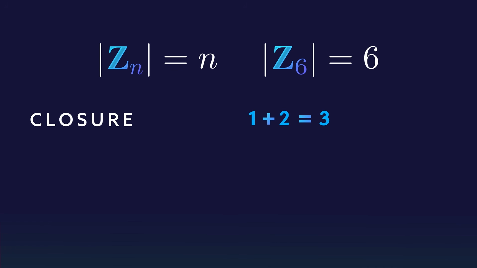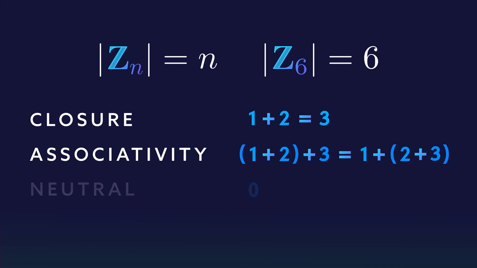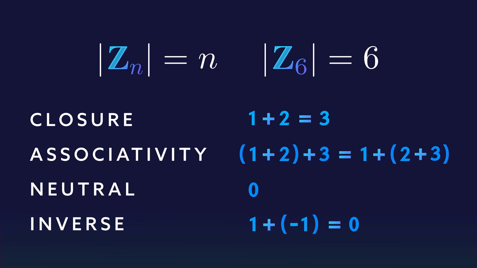The system is still closed, addition is associative, and adding 0 doesn't affect the result. It's just that now the inverse of, let's say, 1 is not minus 1, since that doesn't exist, but 5. And the inverse of 2 is 4. For 3 it's 3, for 4 it's 2, for 5 it's 1, and for 0 it's 0 itself. Apart from 0, in general in Zn, the inverse of a number a is n minus a.